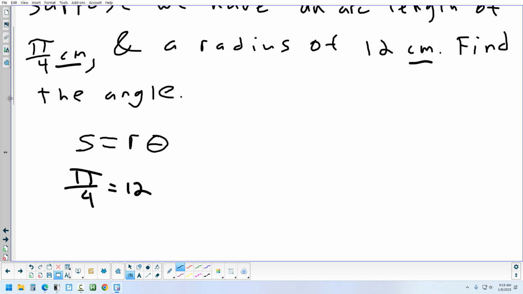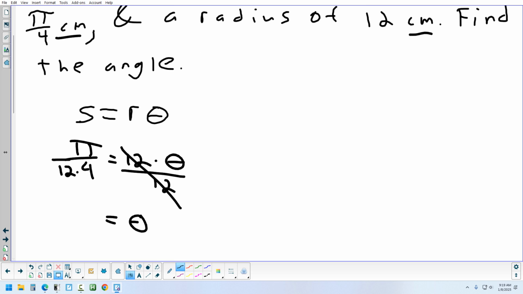And what did they give me for the angle? We're trying to find it, so we don't know. All right. So how are we going to get theta by itself on the right side? Divide by 12. Yep. Dividing by 12 on this side is the same as just putting a times 12 in the bottom. So 12s cancel. And what do we end up with for an angle on the left? Pi divided by 48. And what's the unit on that?